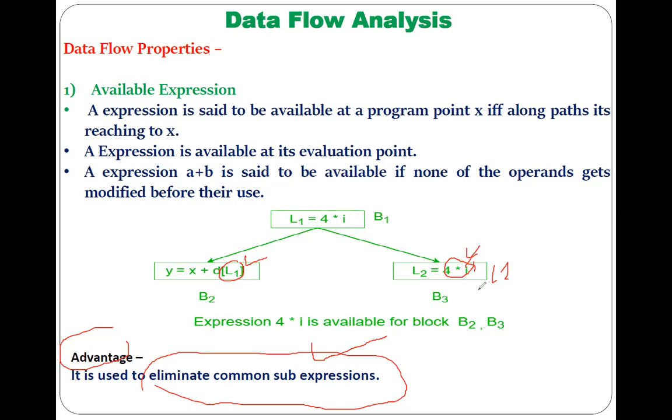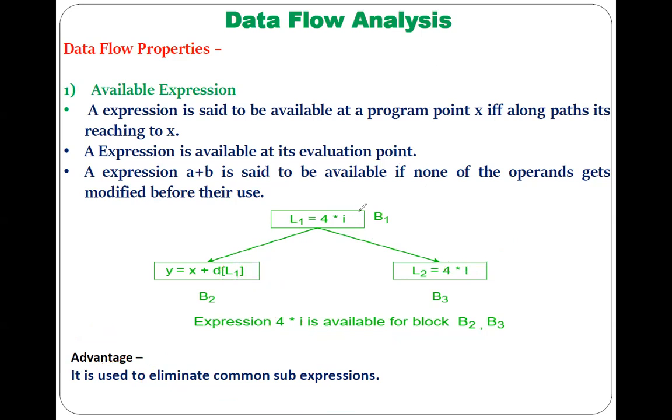Understood? And how can you do that? You can do that because you know that the expression 4 into I is available at B2 and it is available at B3. So you know its availability. You know that until it reaches B3 or B2, it is not getting modified. So which expression can you call the common sub expression? The expression which is computed more than once. This is 4 into I, and this is 4 into I. So 4 into I is getting computed more than once. That is the reason you can call this a common sub expression.